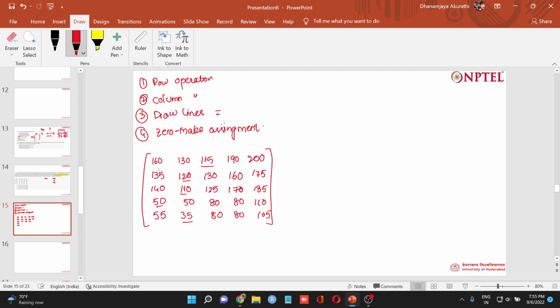Then the row operation is that we need to subtract that minimum value from all of the remaining elements of that row. Here if we subtract 115 from 160, we get 45, right? 45, and 130 minus 115 is 15, and 190 minus 115 is 75, and 200 minus 115 is... and do it for all the corresponding rows.